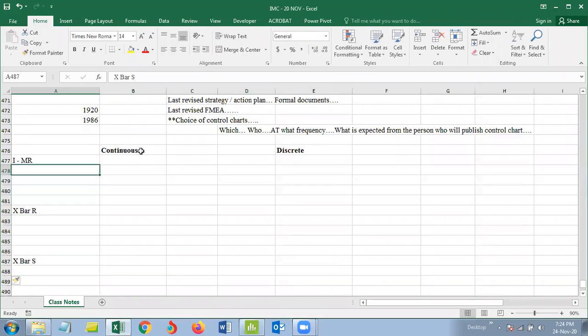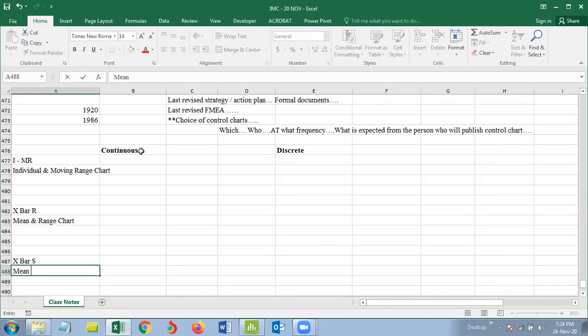IMR chart stands for individual and moving range chart. X bar means mean, which is average, and range chart. X bar means mean, and S for standard deviation chart. So these are combinations of two charts each: individual and moving range, mean and range, mean and standard deviation chart.